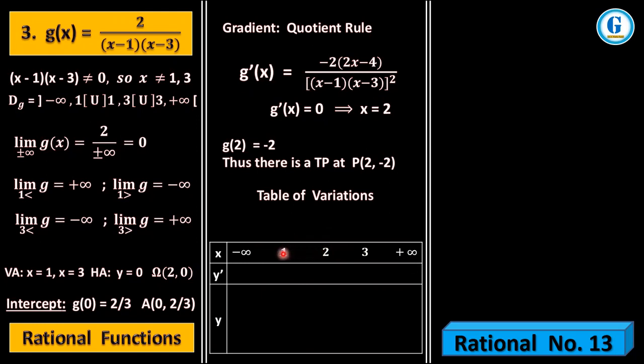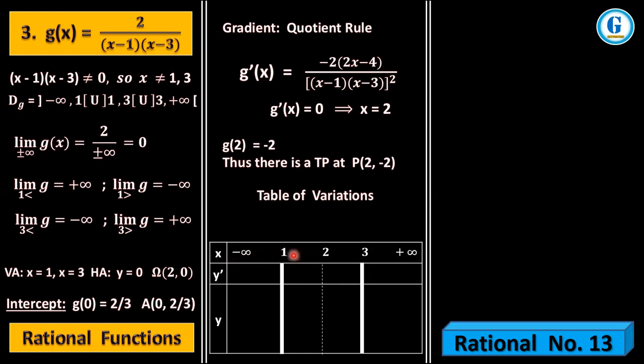Then we know that x equals 1 and x equals 3 are vertical asymptotes. So we are going to use solid lines to indicate that the curve does not cross those values. However, x equals 2 is a turning point, so we are going to use a broken line to indicate this. Now use our gradient function to study these various regions.